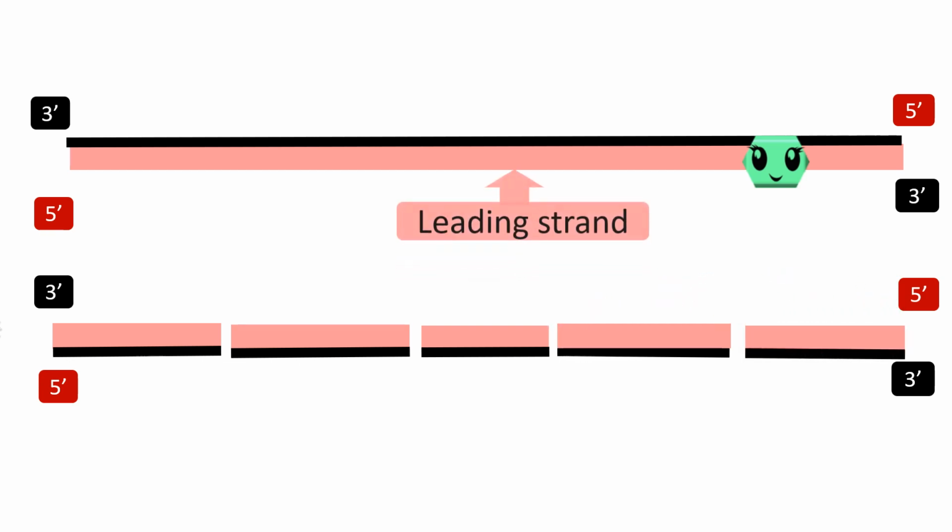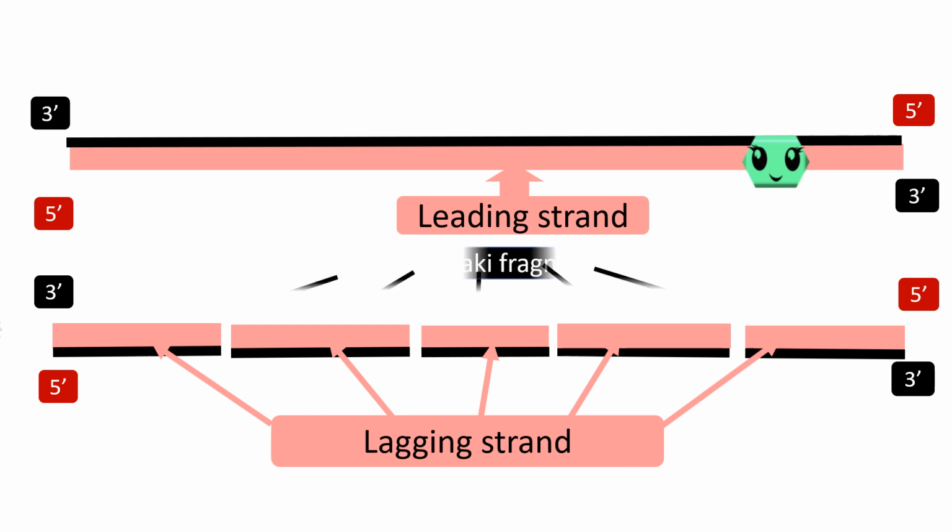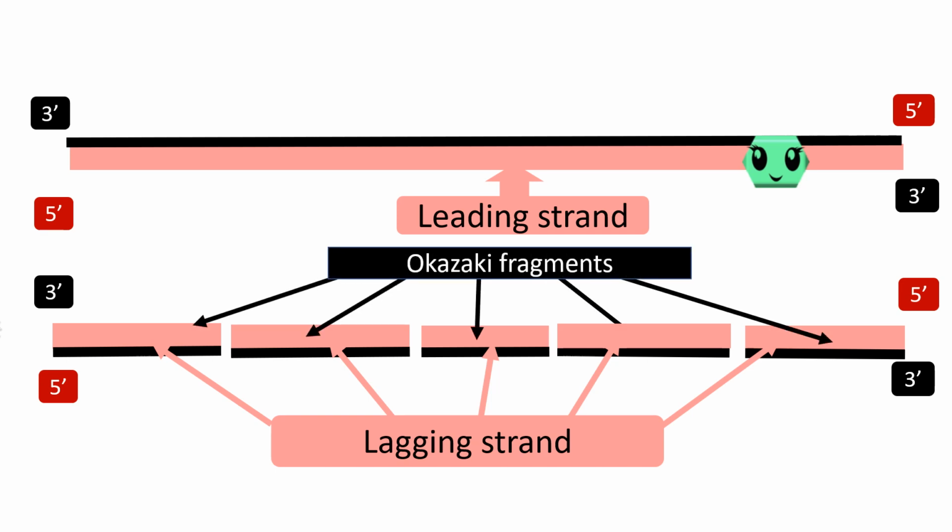The strand that is copied continuously is called the leading strand. The strand that is copied as fragments is called the lagging strand. The small fragments of the lagging strand are called Okazaki fragments. They are called Okazaki fragments to honor the Japanese scientist who discovered them. Let's study the process further, by several steps.